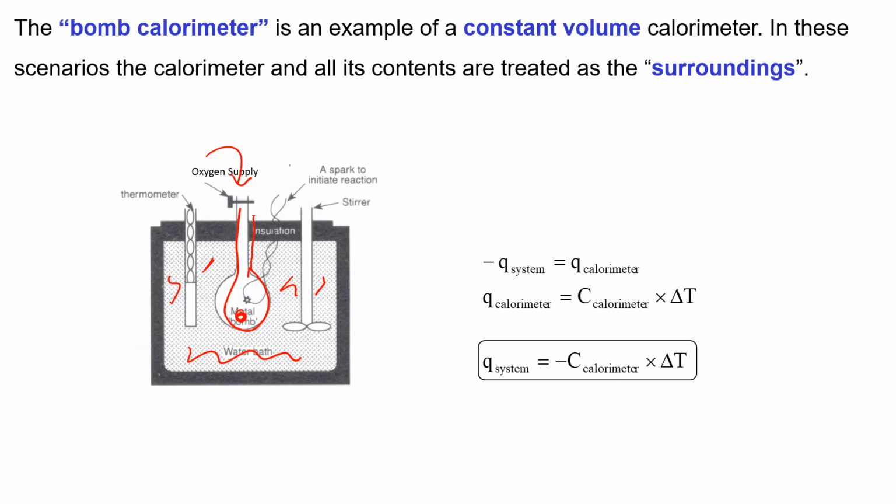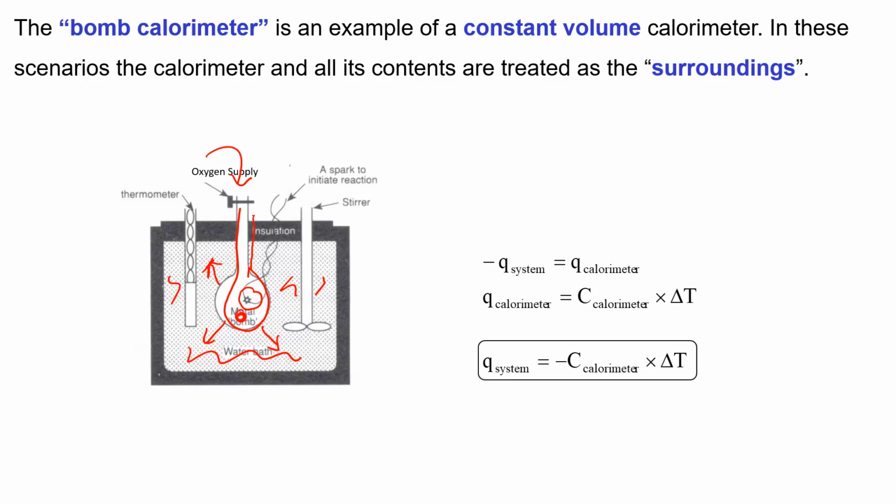Once we've got the bomb in the water bath, we'll initiate the reaction, normally using an electrical spark or something like that. It'll go boom, because we've got a high pressure of oxygen there. Heat will flow out into the water bath, and we'll measure the change in temperature of the water bath, which represents the change in temperature also of the calorimeter and everything else that's sitting in the water bath.